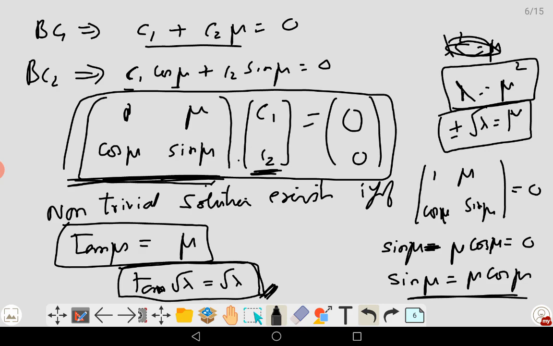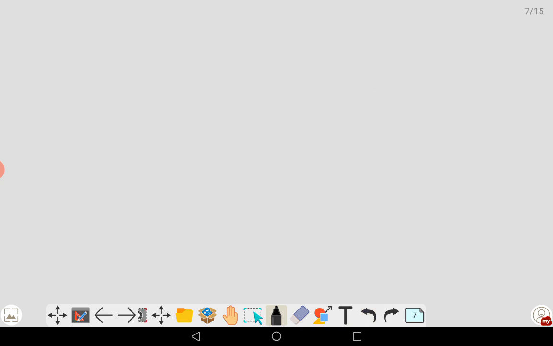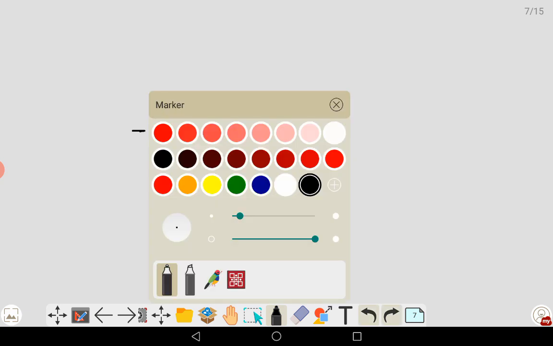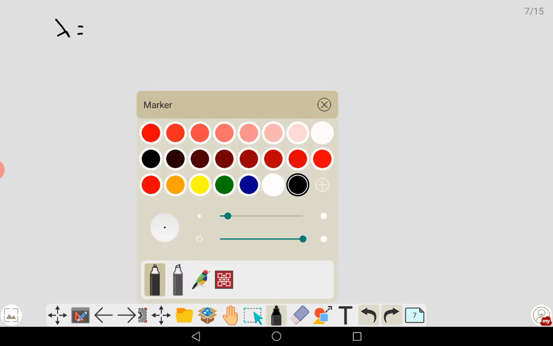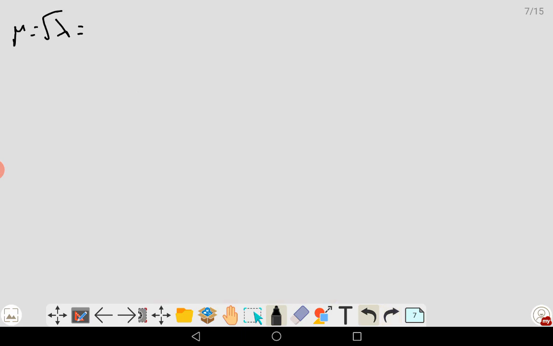Therefore, lambda equal to mu square is an eigenvalue. So this determinant is not always non-zero. It is possible to be zero when this equation is satisfied. So we conclude this problem by saying that mu equal to root lambda is an eigenvalue.